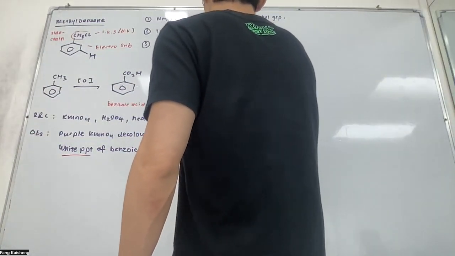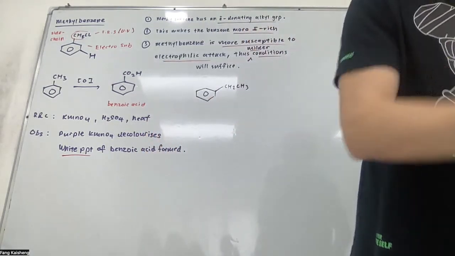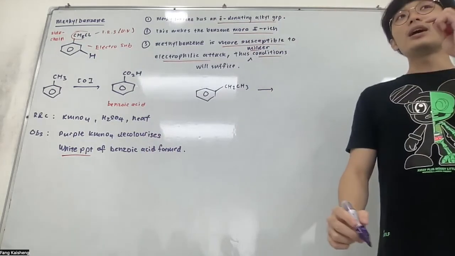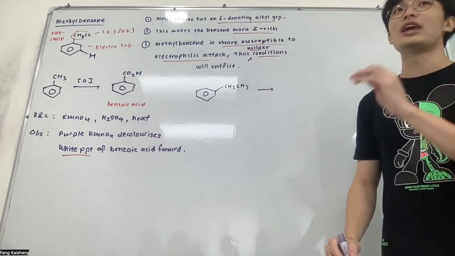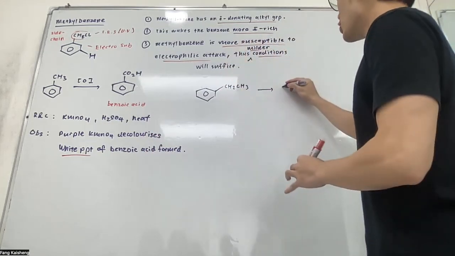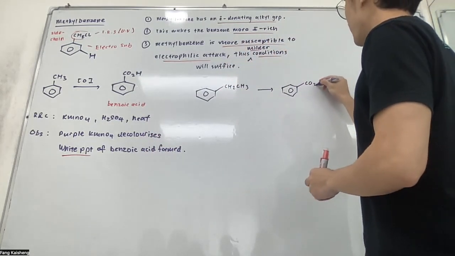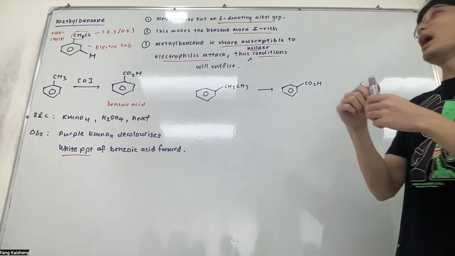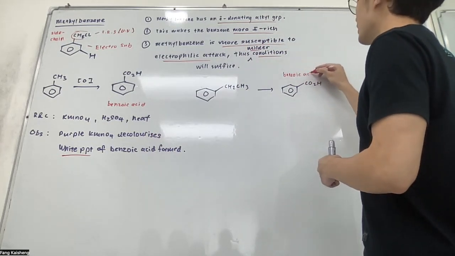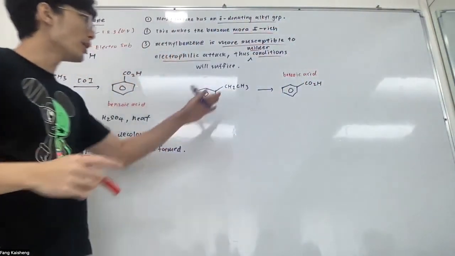What happens if my alkyl group, my side chain, has more than one carbon? Let me show you guys this once first. No matter how long the carbon chain is, that's what the notes say also. No matter how long the carbon chain is, you will always get benzoic acid. A safe one. And guys, what do you notice happened?